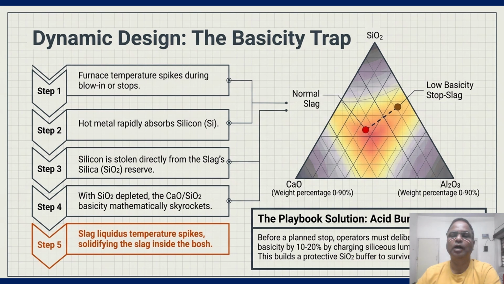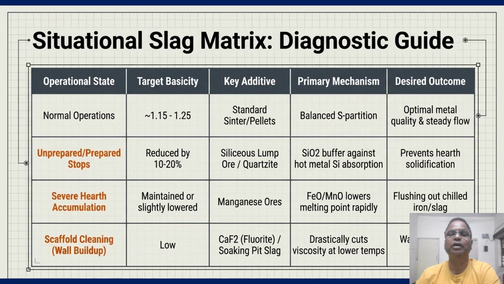Coming to the slide of the situational matrix, which is also very important. As shown, different furnace problems need different slag strategies. Normal running, hearth accumulation and scaffold cleaning each require a different chemistry response. Thus this diagnostic guide template is very important for operators, and please go through it, and in case of any doubt it can be clarified.